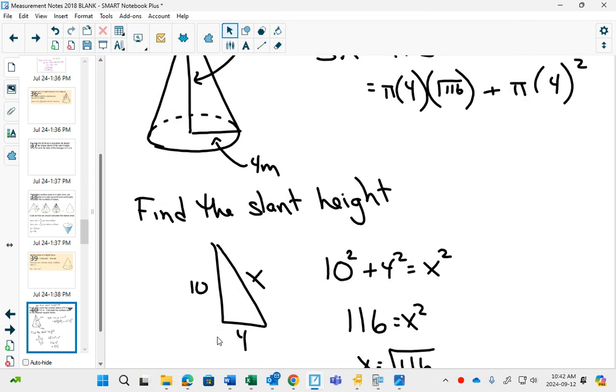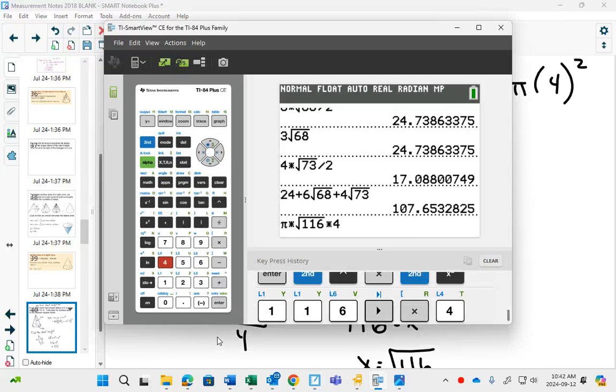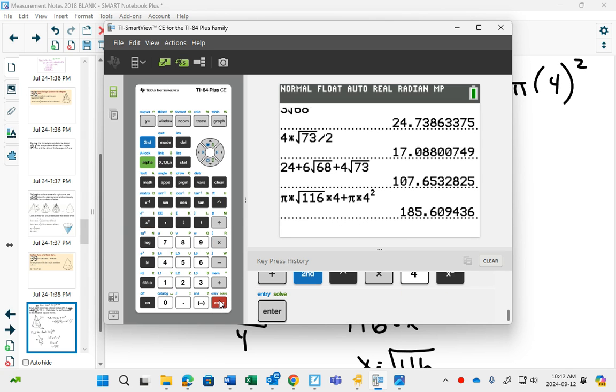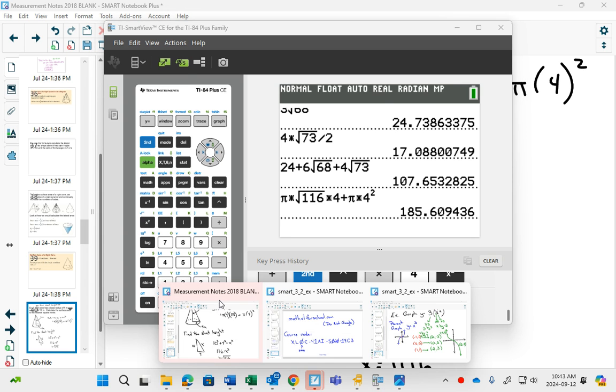Are you okay that I put the 116 in first and 4 second? Do you know when you multiply things, the order doesn't matter? Good. So 2 times 3 is the same as 3 times 2. Go back to my calculator. Plus pi times 4 squared. Enter. 185.609. Again.